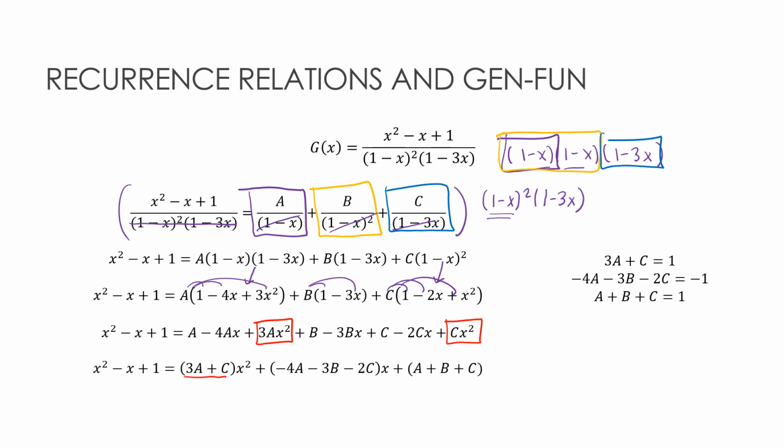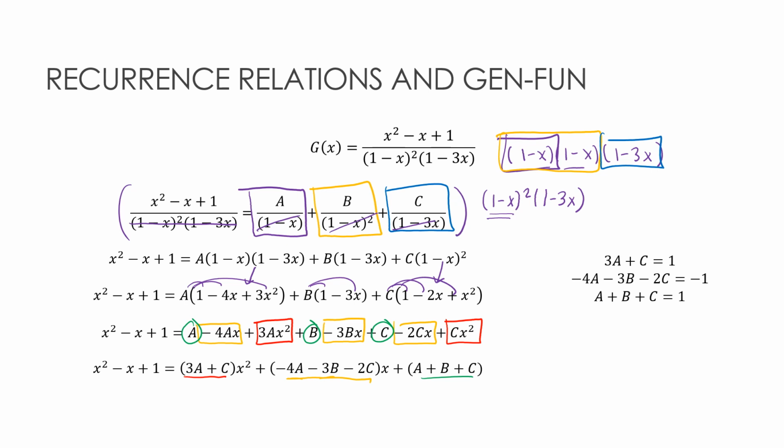Minus 4ax minus 3bx minus 2cx. So minus 4a minus 3b minus 2c times x. And last but not least, of course, I've just got a, b, and c, so plus abc.